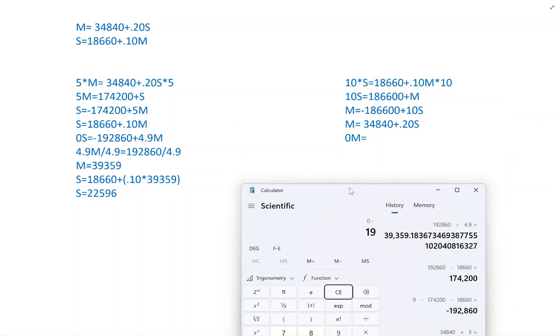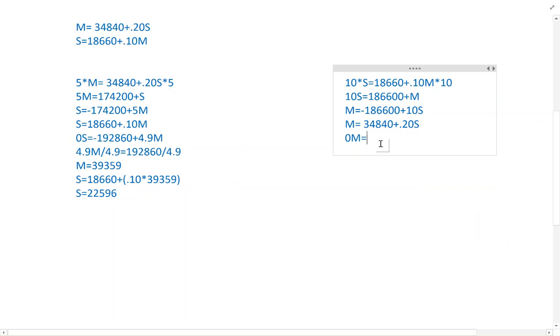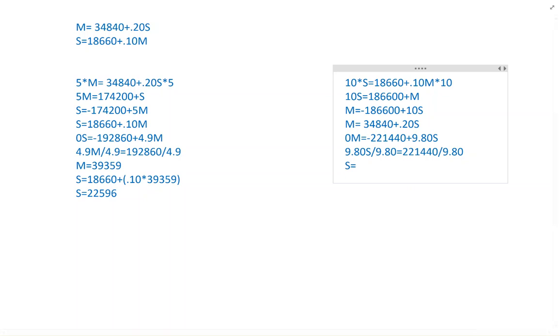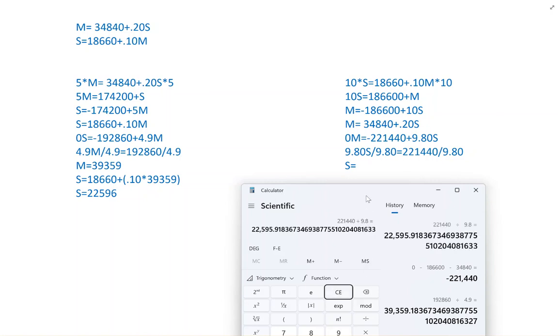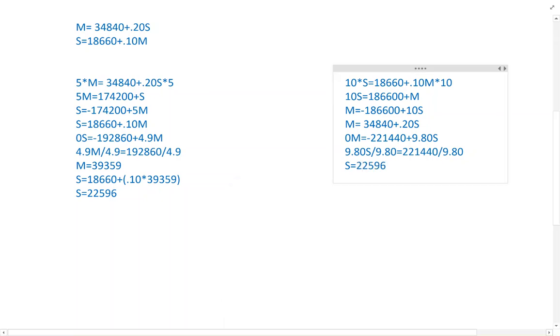Minus 34,840 becomes minus 221,440 plus 9.80 S. Rearranging, 9.80 S equals 221,440. Dividing both sides by 9.80, S equals 221,440 divided by 9.80, which becomes 22,596. 22,596, the same thing as this one. So if you start with the equation of S, first S will be known. When S is known, you can put that in the equation of M, and you will find M.